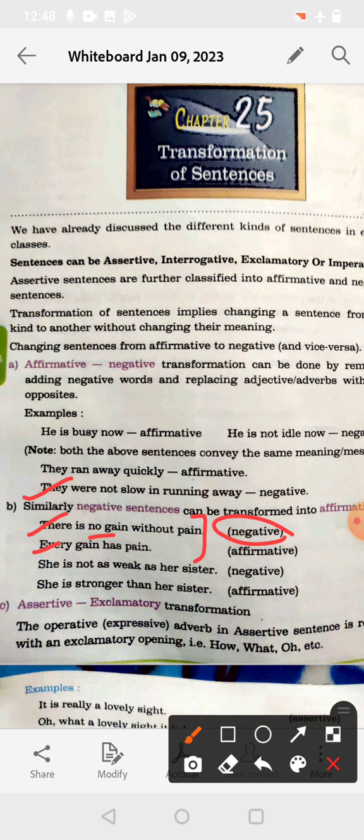Now: She's not as weak as her sister. This is a negative sentence because 'not' is there. But when we change it into affirmative, the opposite of weak is stronger.